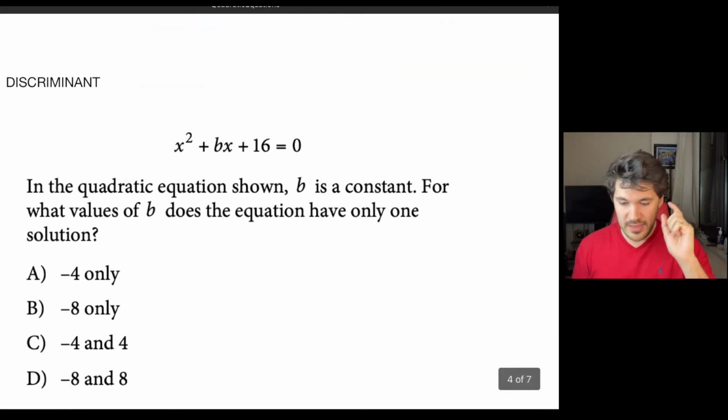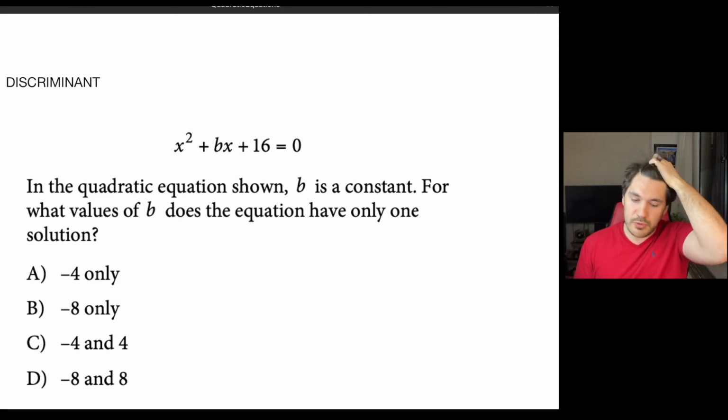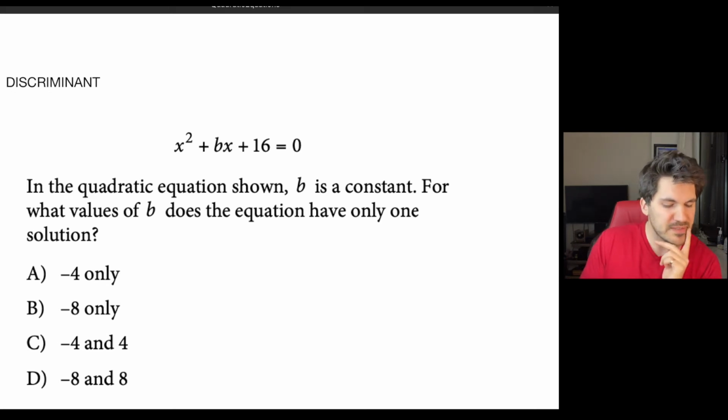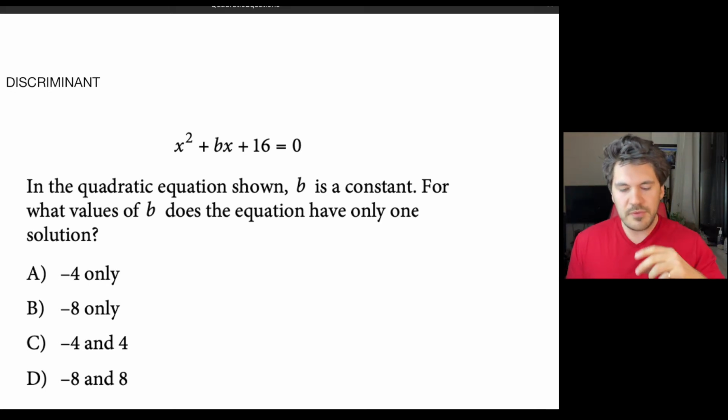Discriminant stuff. Okay, this part is really important to know. Everything here is important to know. But this is a thing people make mistakes on all the time. Let me first tell you what the discriminant is, and then we'll go into this question.